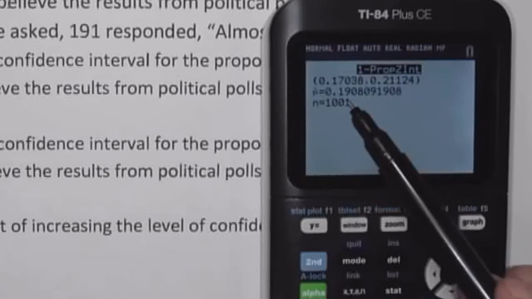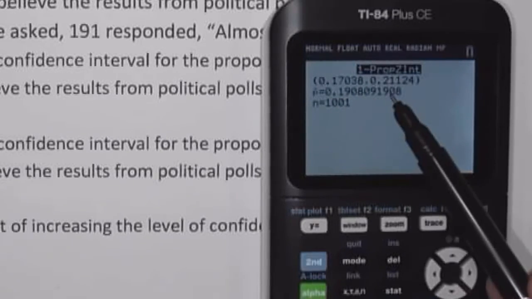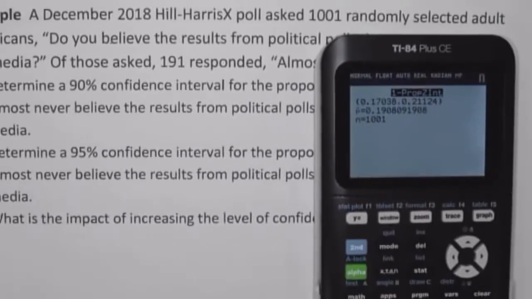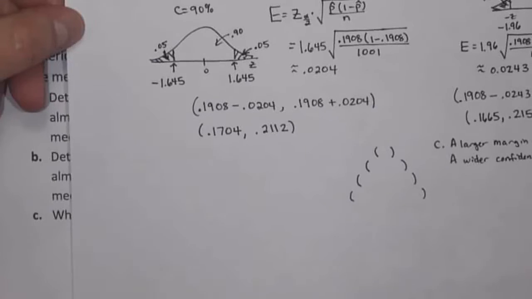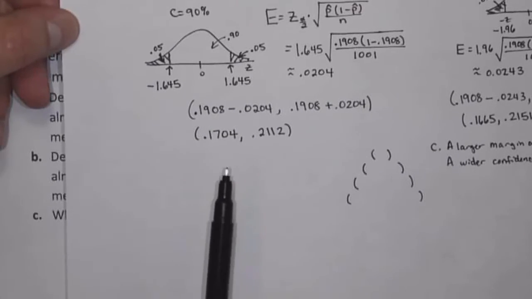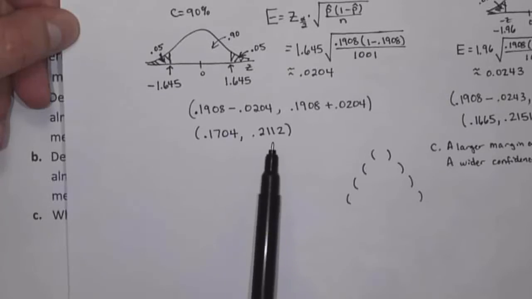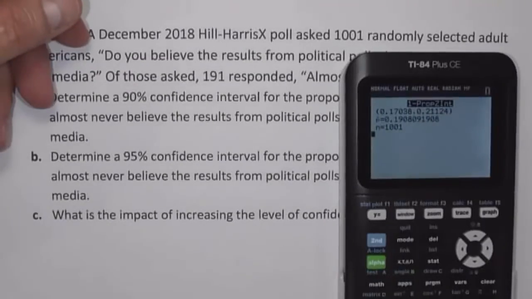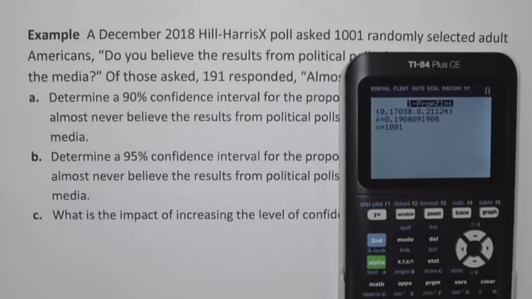And so when I do that, I get 0.1704 if I round to 4 places, to 0.2112. And if I pull back in the results that we obtained by hand, we see we have those exact same results, 0.1704 to 0.2112. Again, that's the same result we obtained here with the calculator.